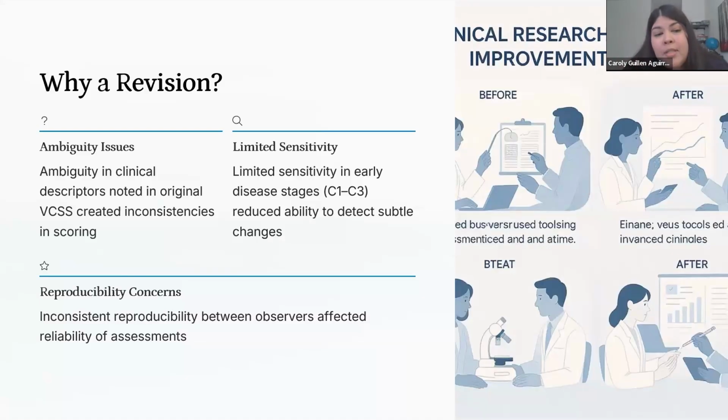It was the ambiguity in clinical description noted originally, the limited sensitivity in early disease stages, C1 to C3, and the same ambiguity of definitions in telangiectasias versus reticular veins versus varicose veins. And then the reproducibility concerns: there was inconsistent reproducibility between observers, which affected reliability of assessment.